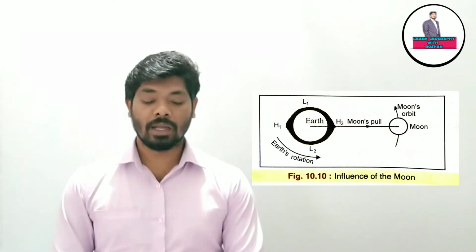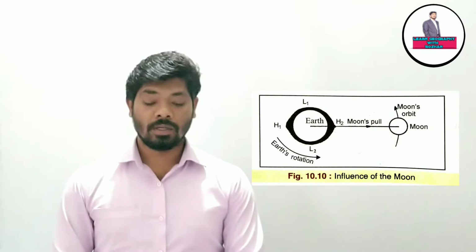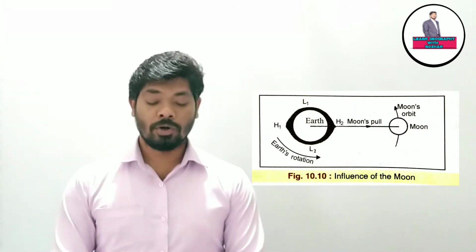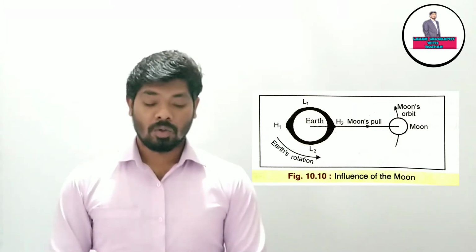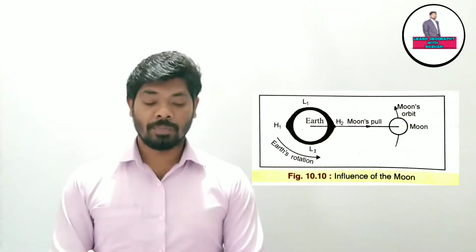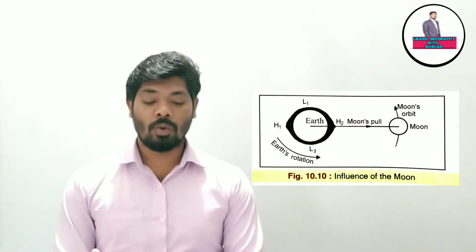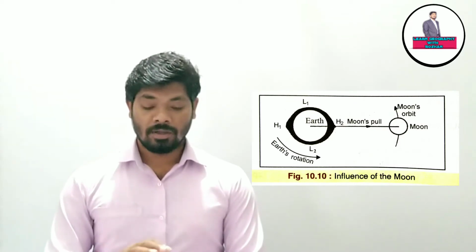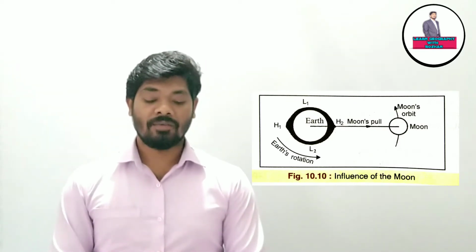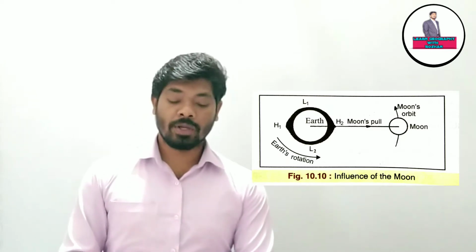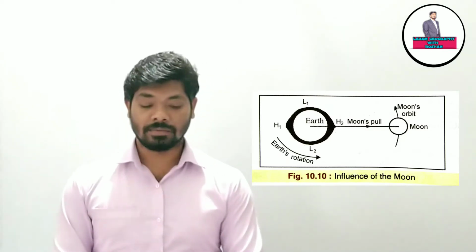So, when you compare H1 and L1, at H1 and H2, on both sides, the ocean water is pulled because of the gravitational force of the moon, and L1 and L2 are not pulled by the gravitational force of the moon because they are at right angles.